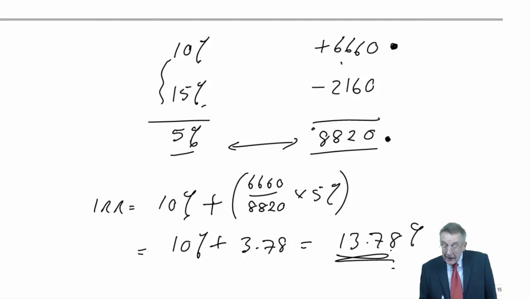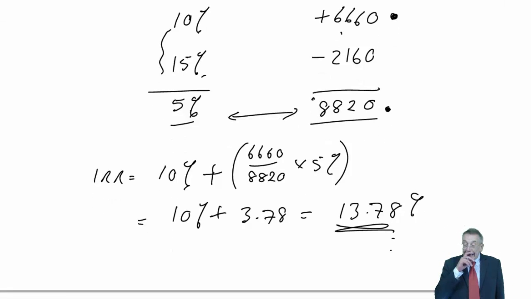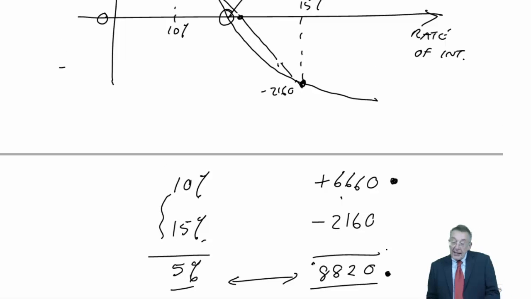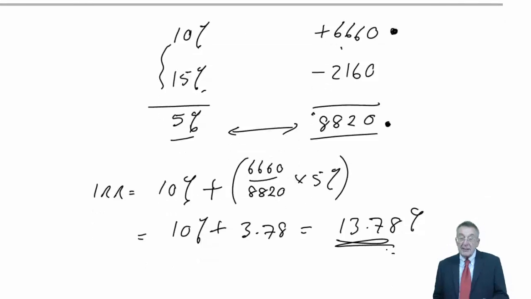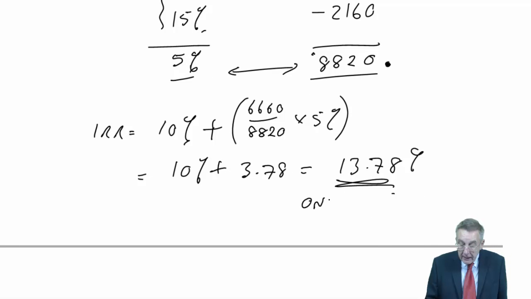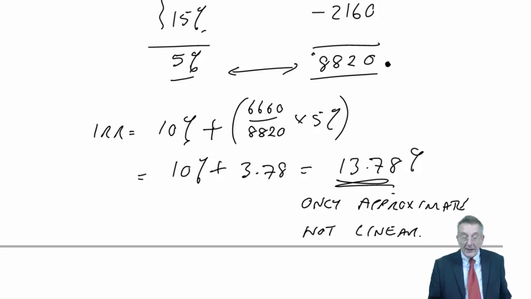Now, a couple of things about that. Firstly, that is only approximate. It seems a bit silly leaving 13.78 and then saying it's only approximate. Generally, in exams, we write it to 2 places. But do be clear, it's only approximate because I've already said it's not linear. So normally in real life, I'd say it's about 14%.